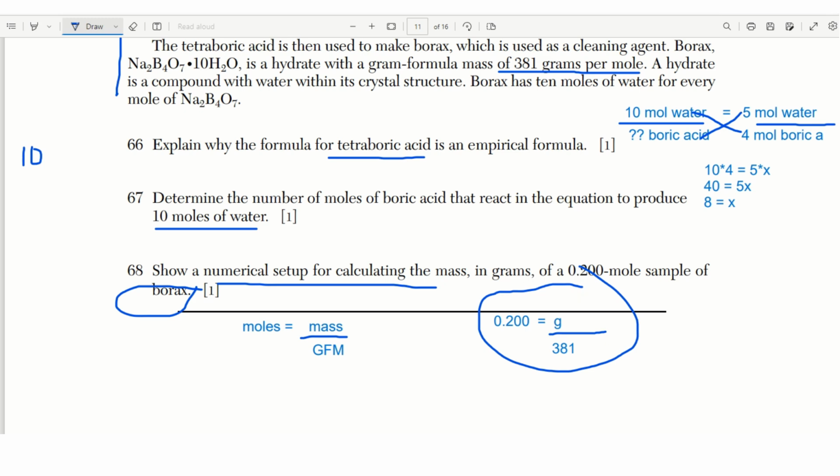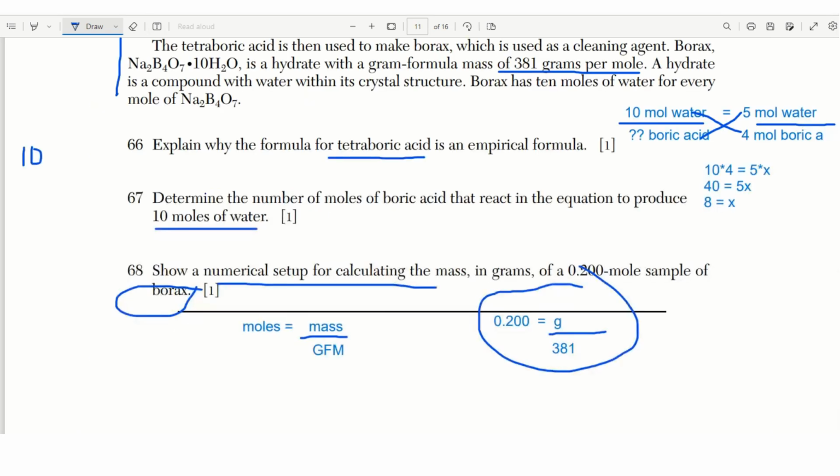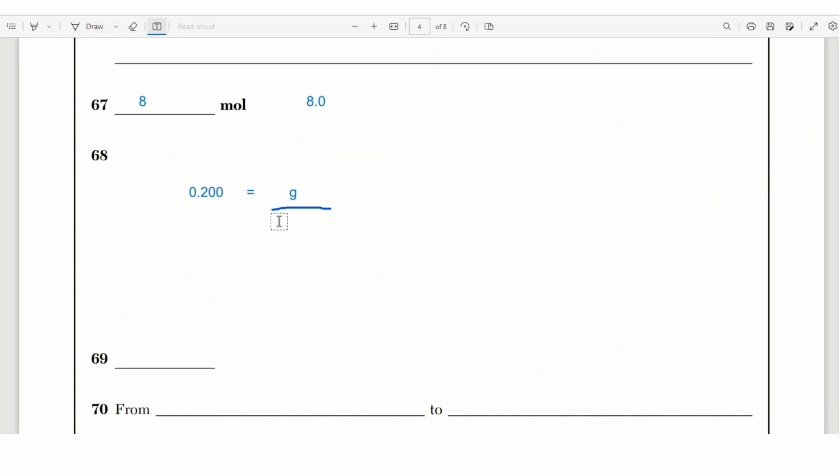All right, so I go back here, and what I need to write is 0.200 equals, and that was grams on the top, right, over, and what was the gram formula mass? 381. That's it. Finished. Done. You don't have to cross multiply. You don't have to do anything. That's it. If it says show a correct numerical setup, choose the right formula, put the numbers in, and stop. Okay.